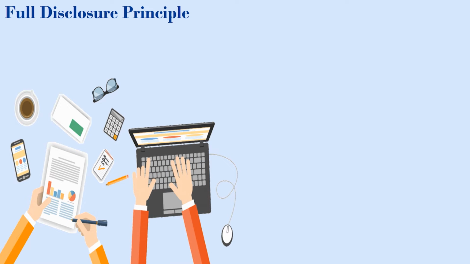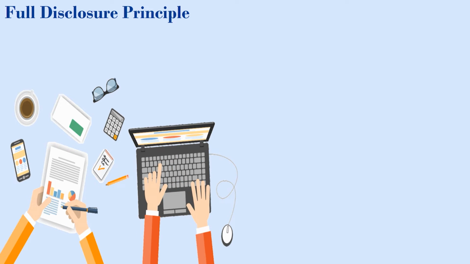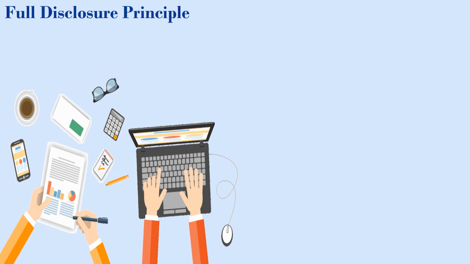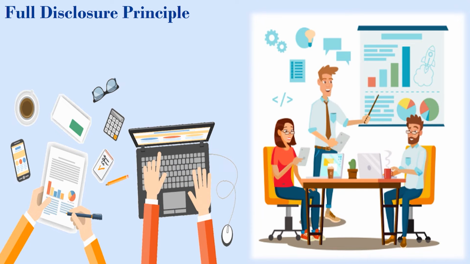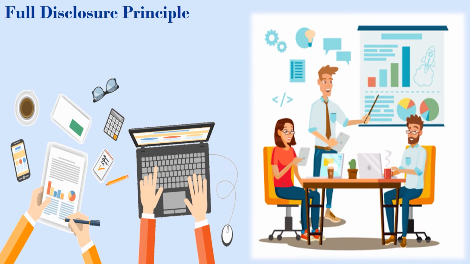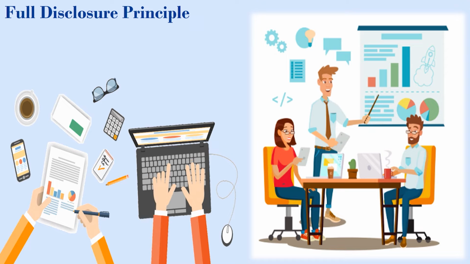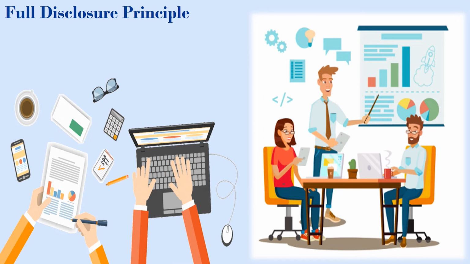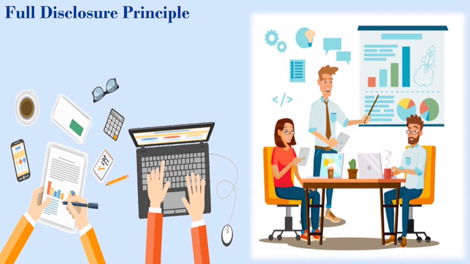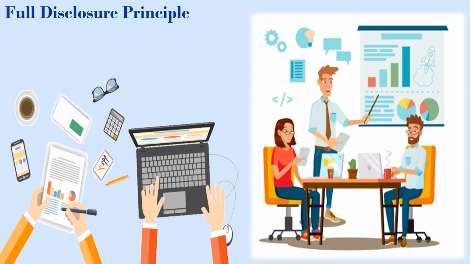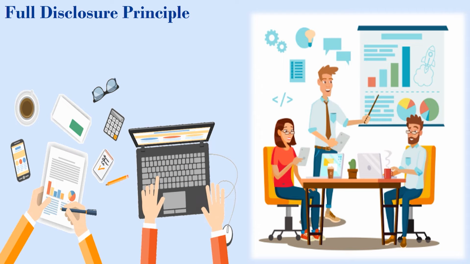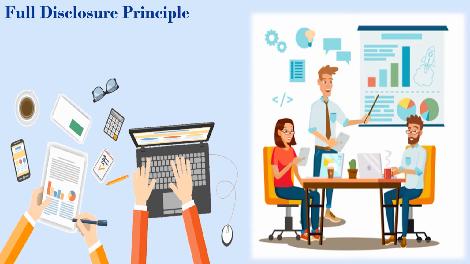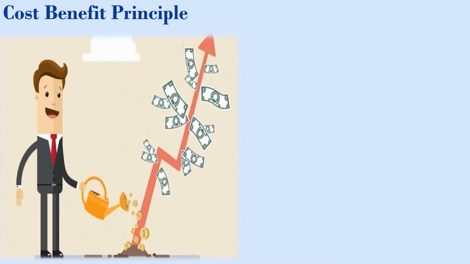Full disclosure principle requires that any knowledge that would materially affect a financial statement user's decision about the company must be disclosed in the footnotes of the financial statements. This prevents companies from hiding material facts about accounting practices or known contingencies in the future. Next principle to talk about is cost benefit principle.